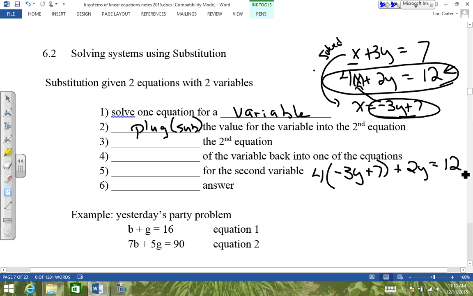Wait, what about the plus 7? It's right here. See how we had to solve it? Negative 3y plus 7. So all of this goes into that second equation. Here's substitute. Solve one, plug into the second. How many variables do I have now? Two. Well, how many variables do I have? One. I just have y.